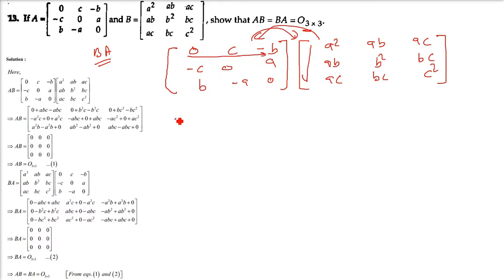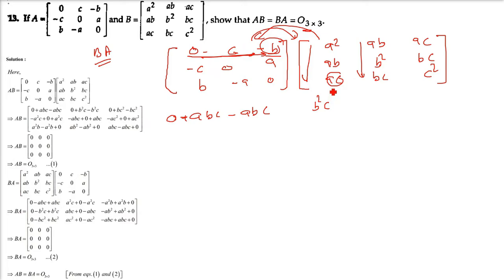So first row, first column. 0 into A square, 0 C into AB is ABC. Then minus B into AC is minus ABC. Now first row, second column. It's very simple matrix multiplication. Just you have to worry about these signs. Sometimes you miss the sign and the answer you won't get.